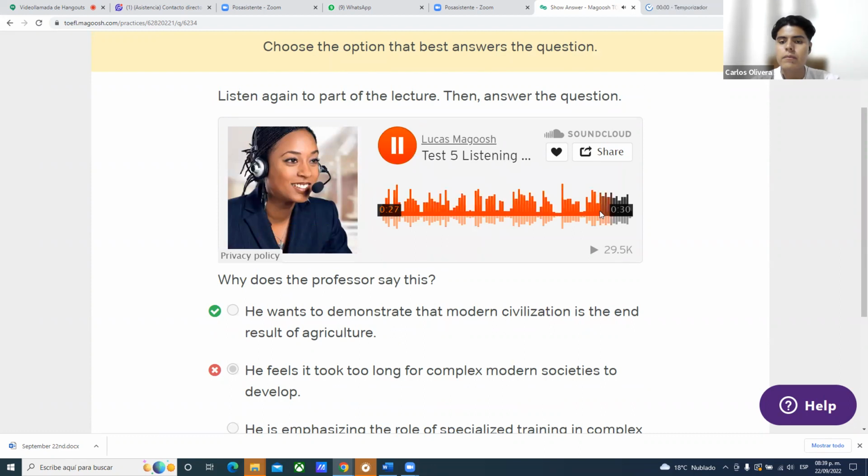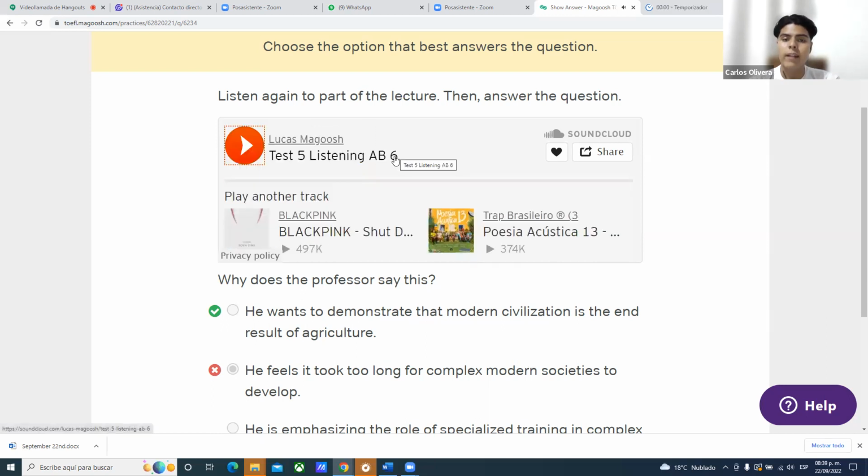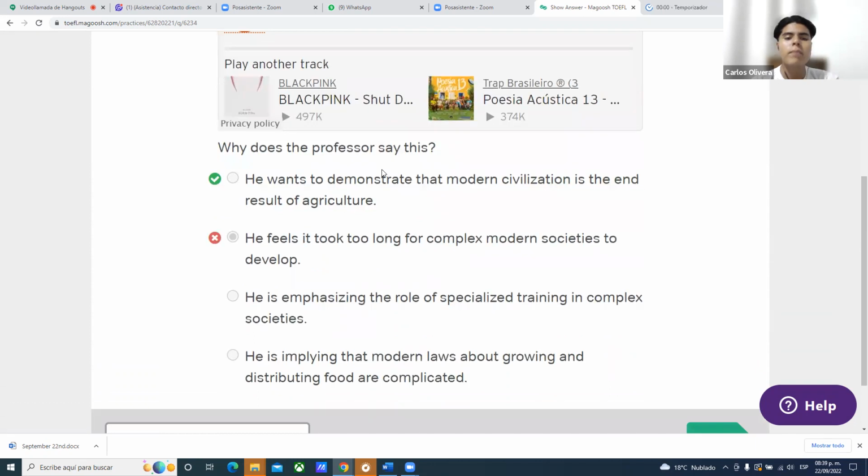People finally began organizing into complex societies like the ones we have today. Like the ones we have today. That tells you he's saying that if it weren't because of agriculture, we wouldn't have the civilization that we have today. So he's trying to say that. I think it's very clear that he's trying to implicate that.